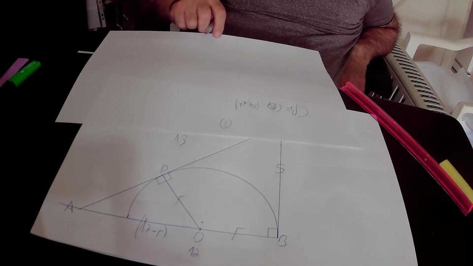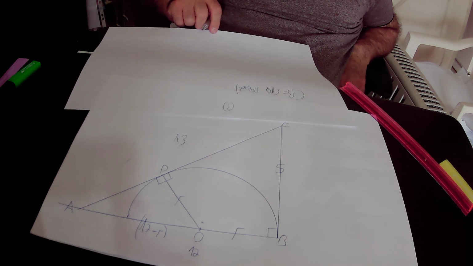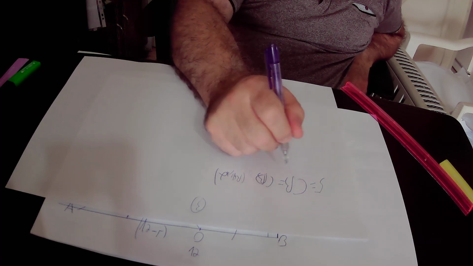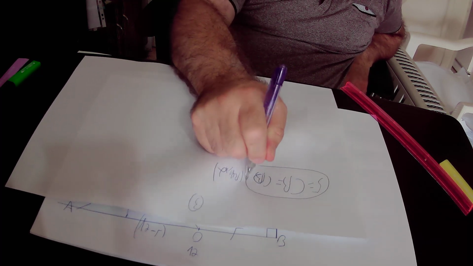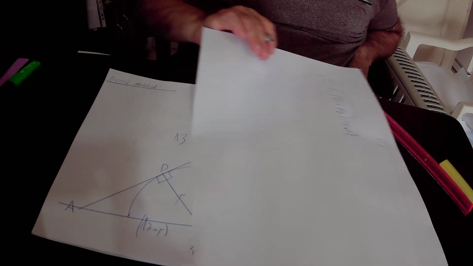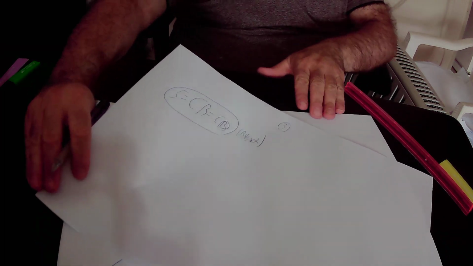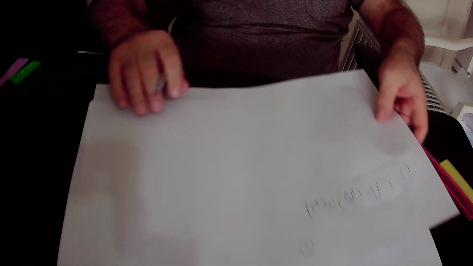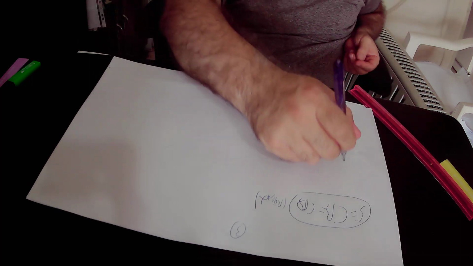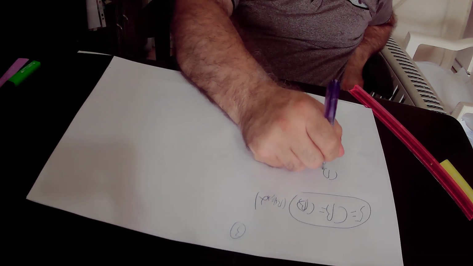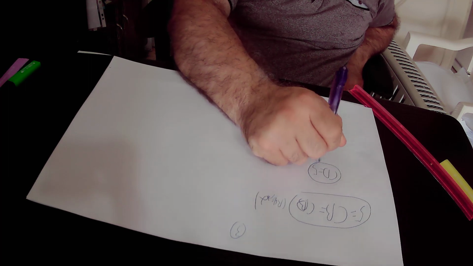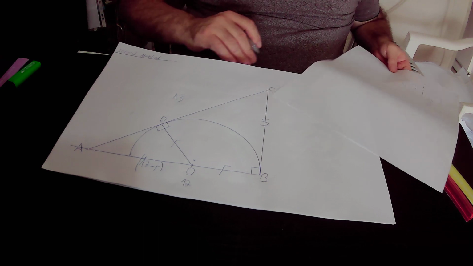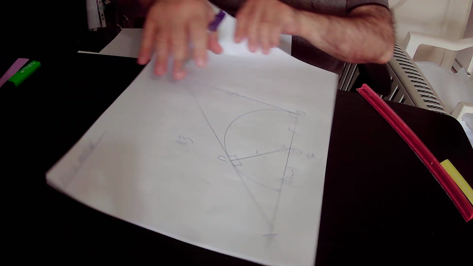But it is given in the question that CB equals 5 units. So from this equation, we will derive that CD also equals 5 units. And so here we can write down that CD equals 5 units.